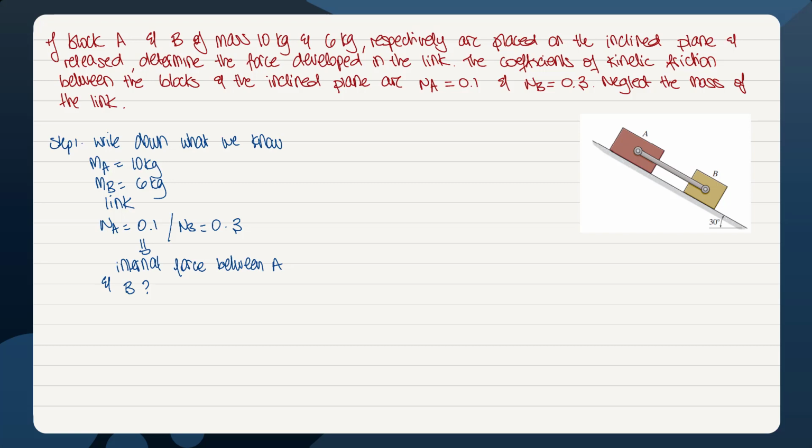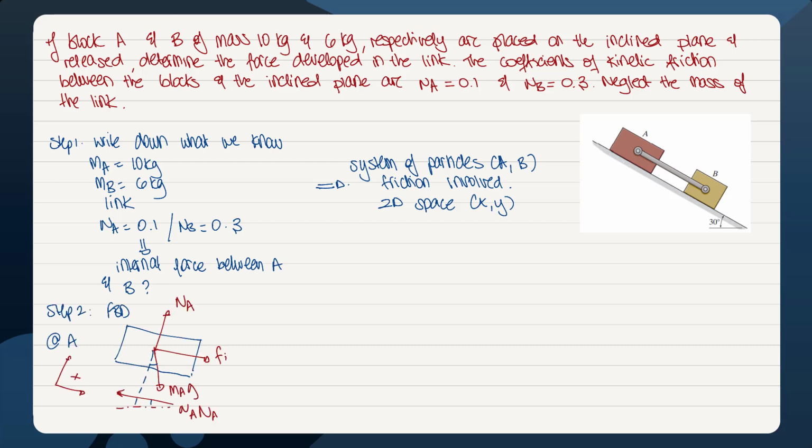So what can we conclude from the problem statement? First, we're dealing with a system of particles. We have two bodies that are connected to one another, A and B. We know that friction is involved, so we will need to make use of the friction equation. And since we're dealing with a two-dimensional problem, 2D space means that we have to use the X and Y components. So step 2 is to draw the free body diagram.